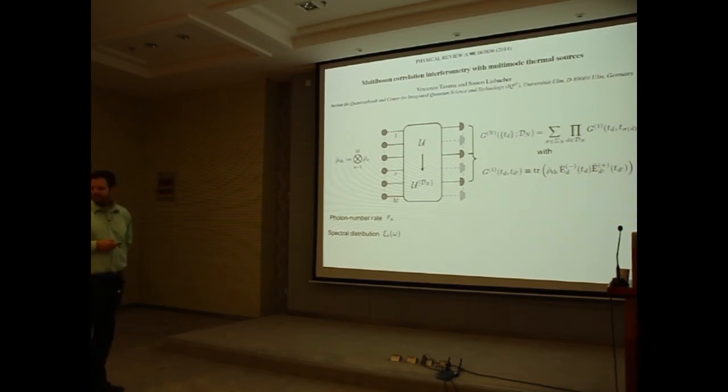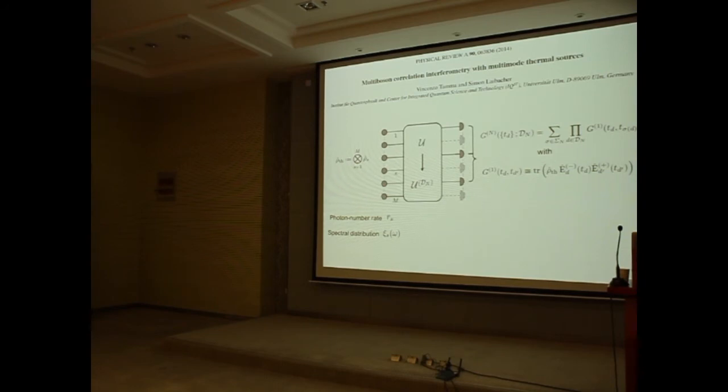You have a unitary transformation, and now you have thermal sources independent from each other, from 1 to capital M. I'm not taking a particular setting, because you can always put the average photon number rate to zero and then you get whatever you want, so you do it generally. And what defines the thermal source is also, as you know, the spectral distribution of the source, S(omega). It can be anything, right?